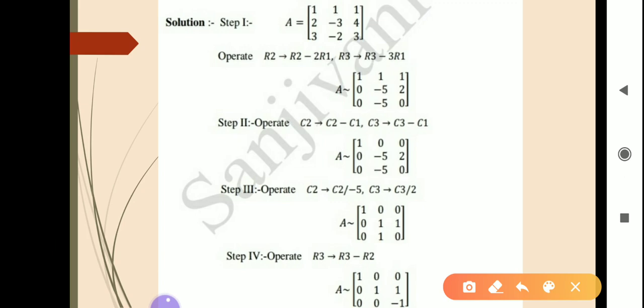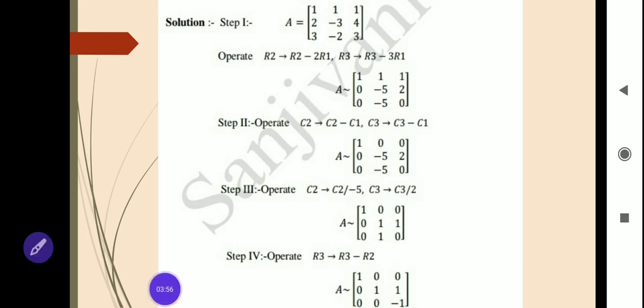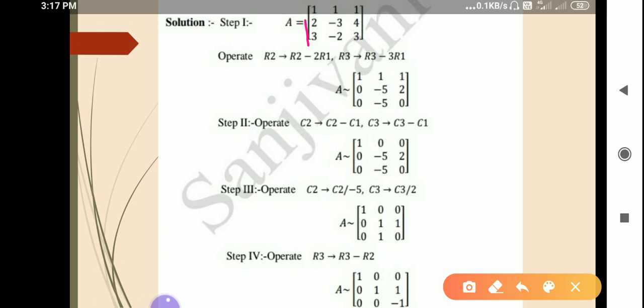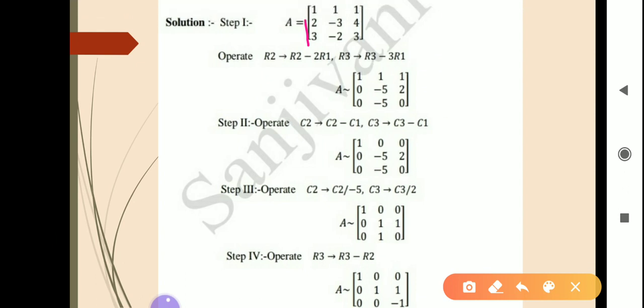Next step is, after getting that diagonal element 1, make zeros below that 1 using only row operations. Means once we have made the diagonal element 1, the elements below it, these 2 and 3, we make these elements 0 using only row operations. For that we use only R1. So we use the operations R2 minus 2 R1 and R3 minus 3 R1. What do we want? These 2 and 3 should become 0.